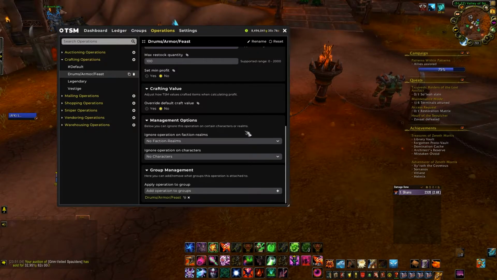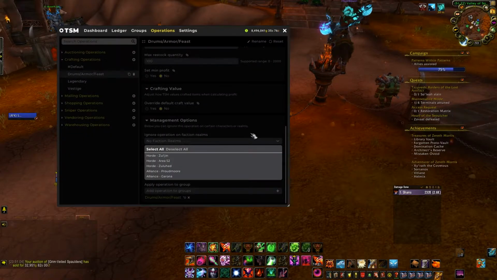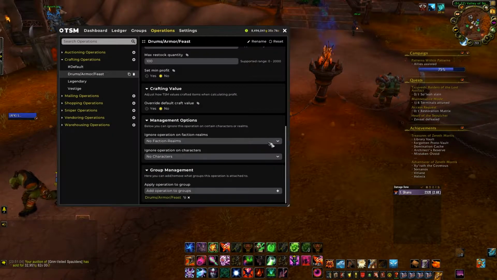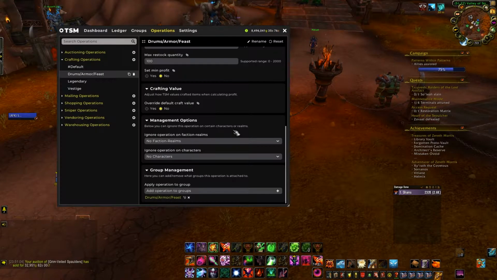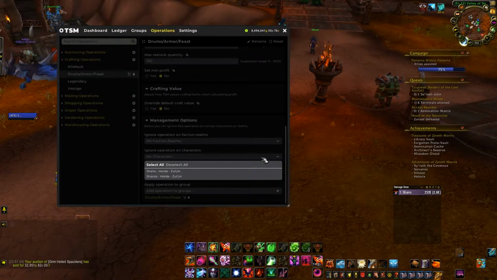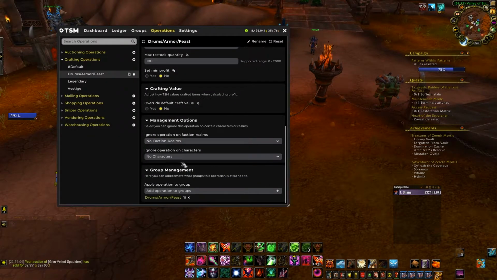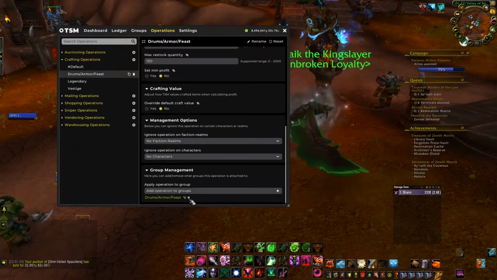Here's some management options. I do not use these, so I would disconnect it. You could see this is where I have some of my other characters on, so I could ignore this operation on certain realms. I could ignore it on certain characters. Don't want to do any of that. And then here's where you apply it to a group.